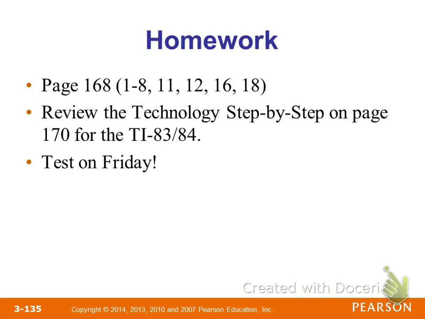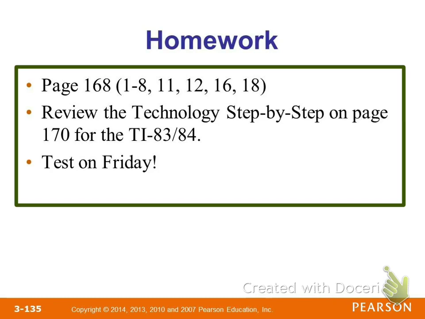Homework is 168. Review the technology step-by-step on page 170. It's just a review of how to use your graphing calculator to do these things. And a reminder that we have tests on Friday. Have y'all been working through your review sheets? Good idea to be working through those review sheets so we have plenty of time to go over it Wednesday and Thursday.